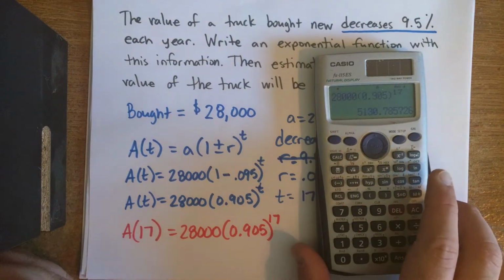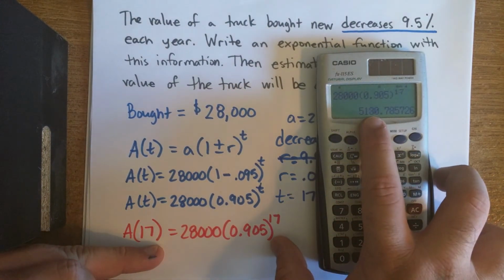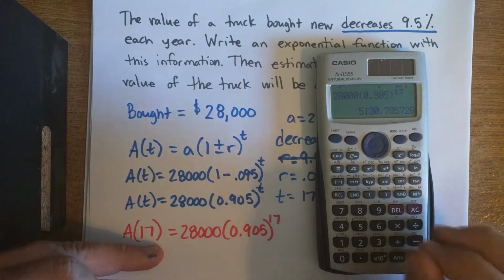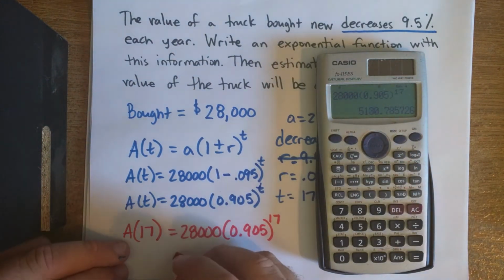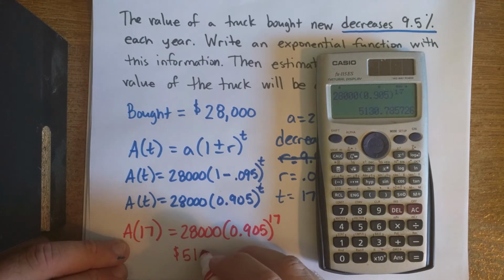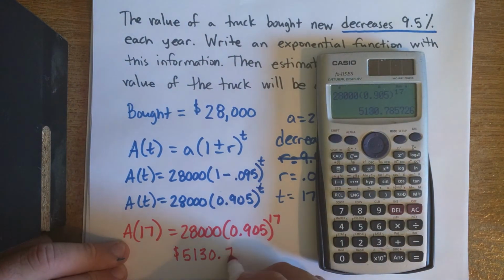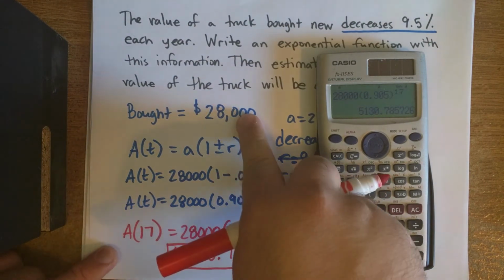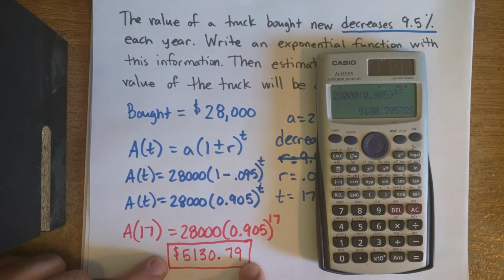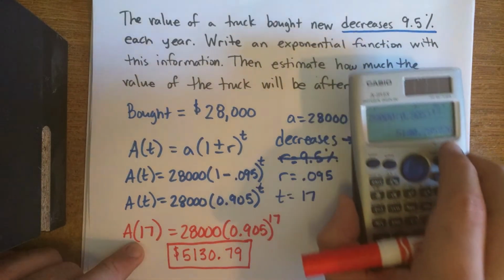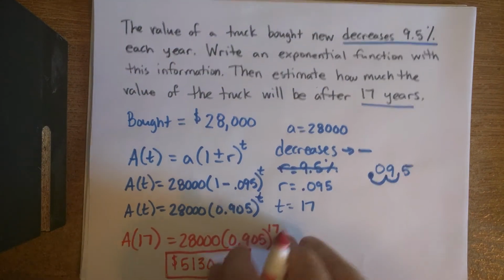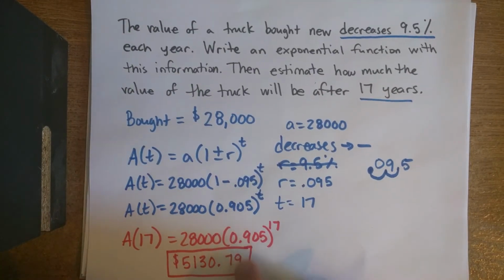And so after 17 years, this truck that we bought for $28,000 is $5,130, and because it's money, we round this to 79 cents. That's insane. You buy a truck for that much, and after 17 years, it's down to that. That's why people usually say don't buy cars brand new. By the way, little life lesson, right? So we answered the question.